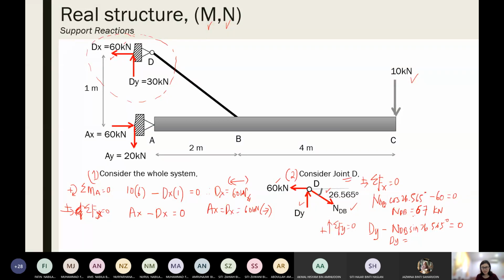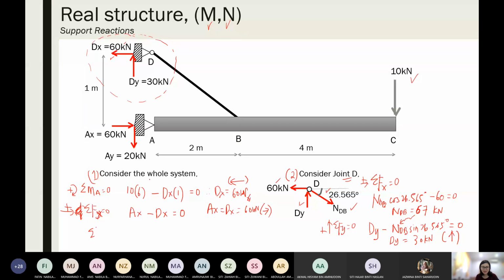You can substitute this N_D into this system. 30. Okay, so you get the answer 30, and it is positive. It will be exactly like what you have assumed earlier. So now you are left with only A_y.